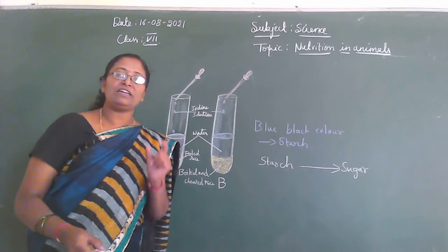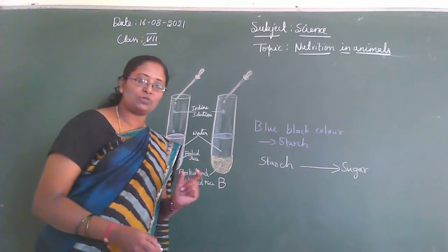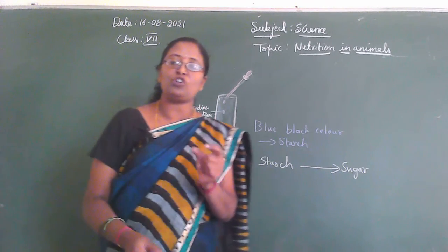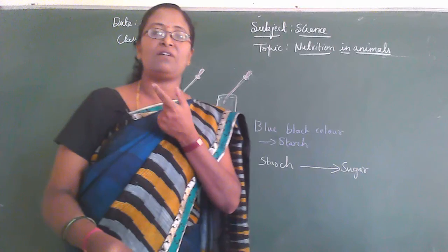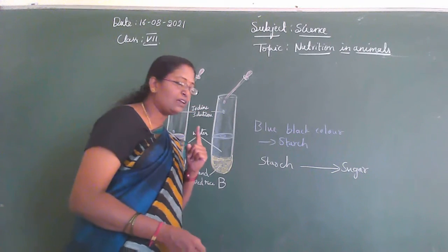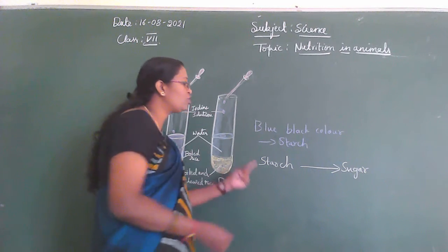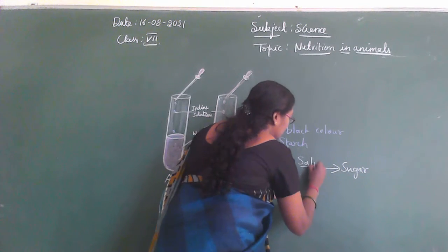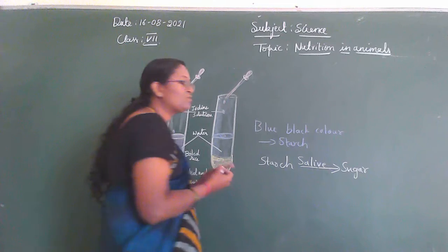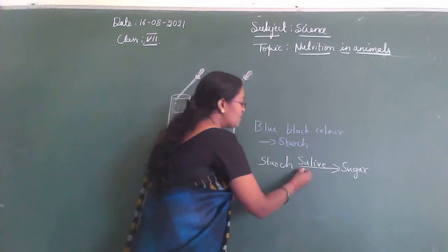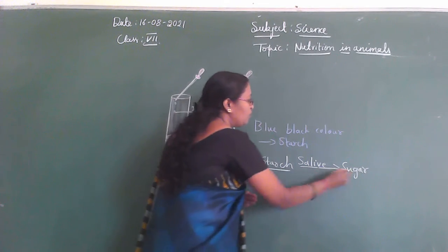Saliva is present in our salivary juice. Salivary juice is produced by the salivary glands in our mouth. Okay, so salivary glands are present inside our mouth that produce saliva. That saliva breaks down the starch into sugar.